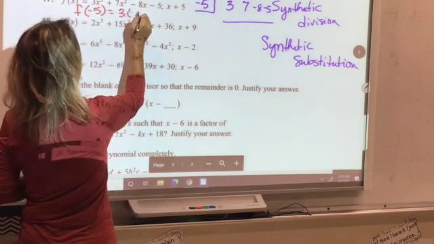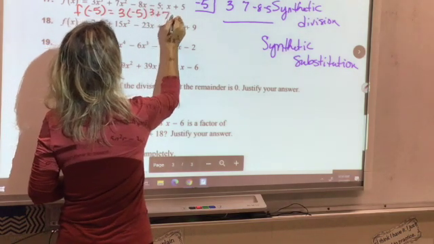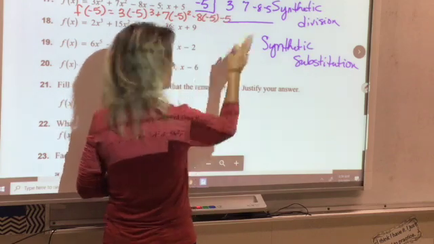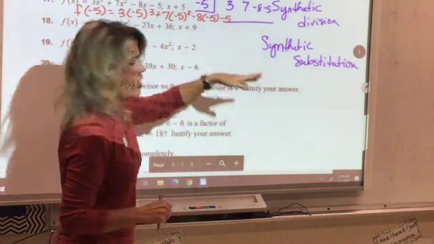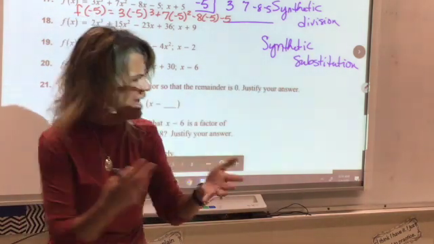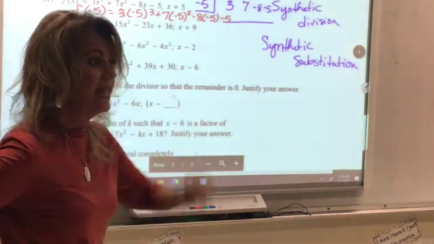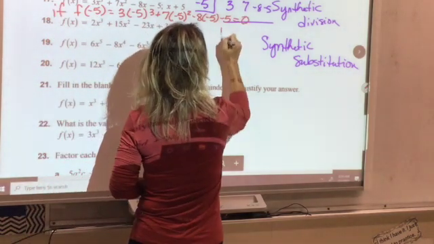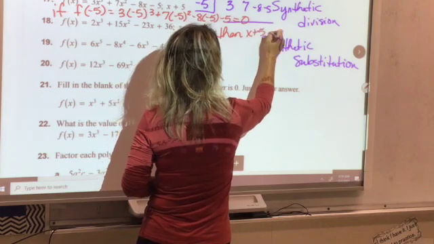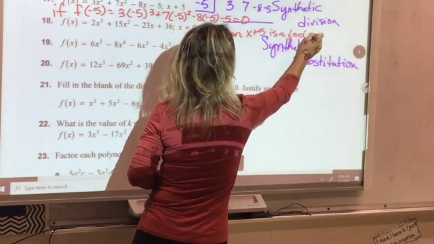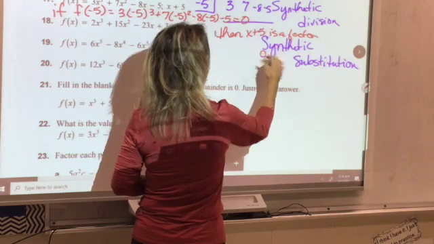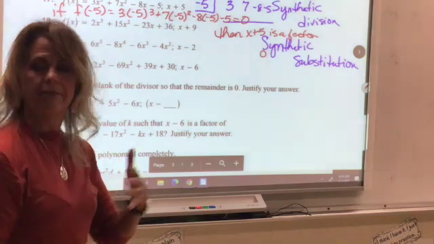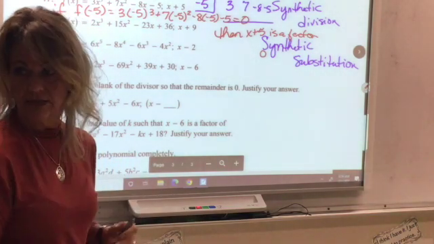I would have 3 times -5 cubed plus 7 times -5 squared minus 8 times -5 minus 5. Now, when I do all that and get my answer, how am I going to know if that's a factor? If it equals 0. If this equals 0, then x plus 5 is a factor. If when I divide my remainder is 0, it's a factor. Okay, I just wanted to bring that back around as we have done this.